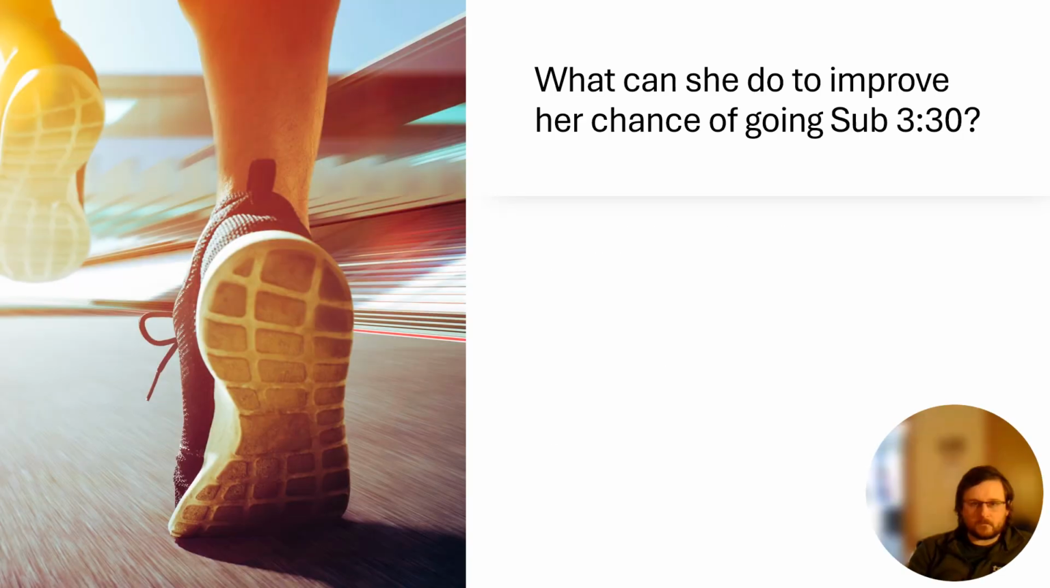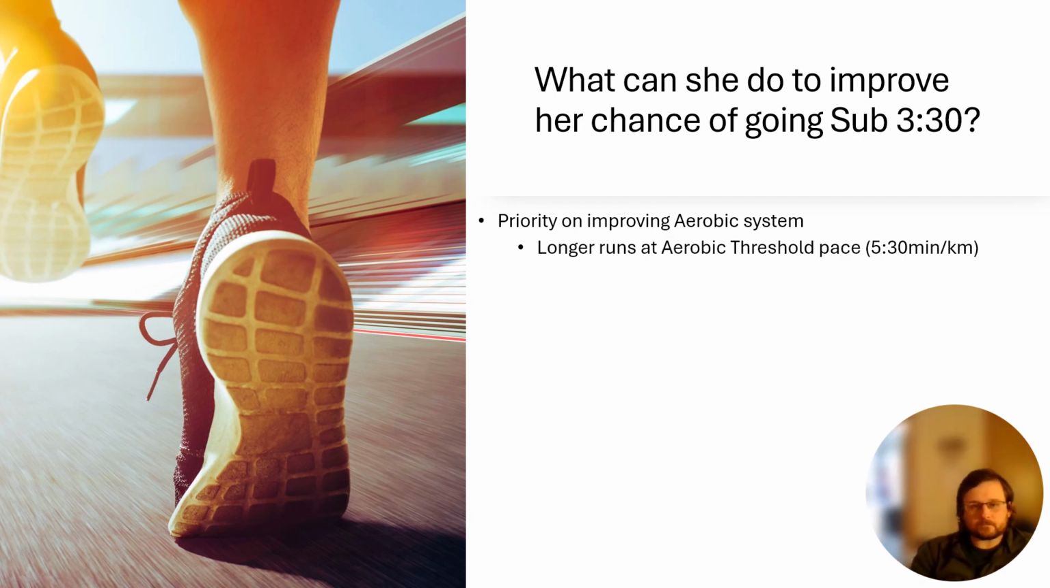So the key question is, what can they do to improve their chance of going sub 3:30 in London, which was the target race. So they've got 6 months to do it, plenty of time to improve. Now they know what their athlete looks like, what they need to then think about. The priority for them is improving the aerobic system. They want to improve the body's ability to use oxygen more effectively. So that's lifting the aerobic threshold, that's reducing the amount of oxygen needed to run at those paces between sort of 6 minutes per K and 4:17 per K.